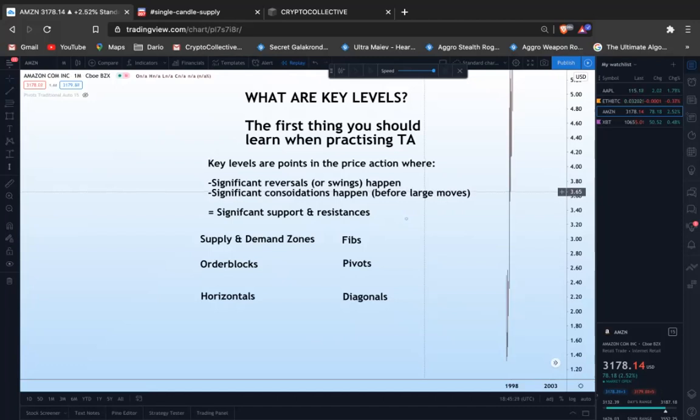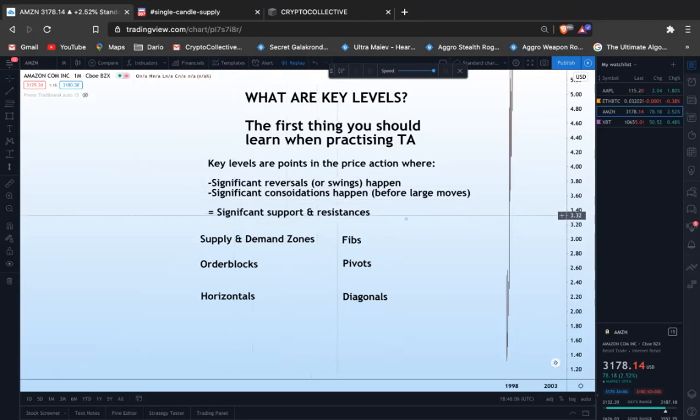Now, the way you can identify a key level is that the price will actually reverse from that level, or the price will stop there and take a pause before making a massive move, whether it be up or down. So I've just written it quickly out on the chart here in front of you. Key levels are points in the price action where significant reversals or swings happen, and significant consolidations happen before large moves, which are forms of support and resistance.